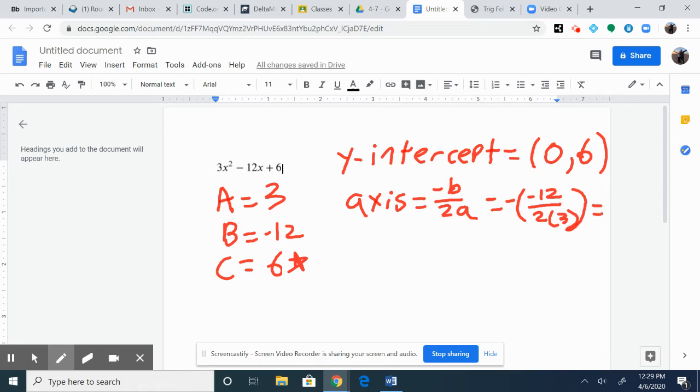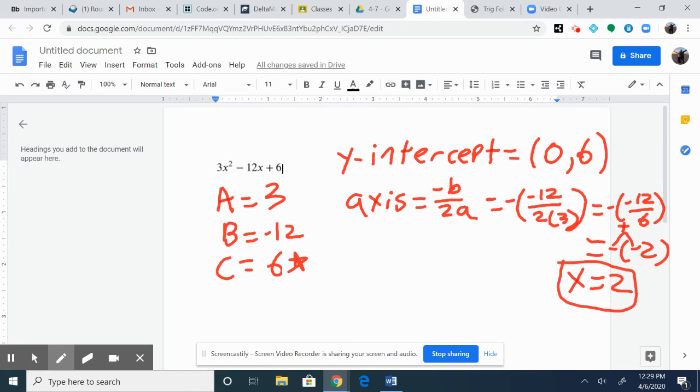So then we do negative negative 12, and then 2 times 3 is 6. So 12 divided by 6 would be equal to 2. The negative here turns into a positive, so the answer is 2. x equals 2. That's our axis of symmetry.